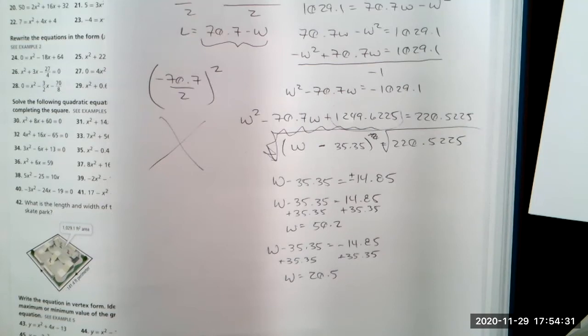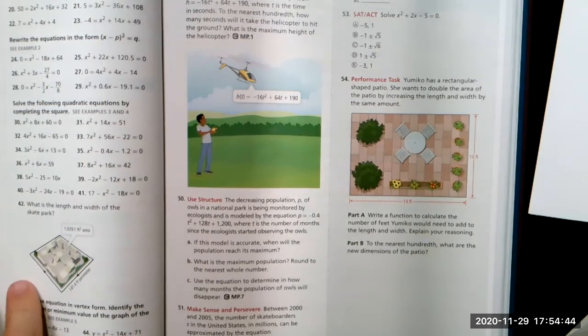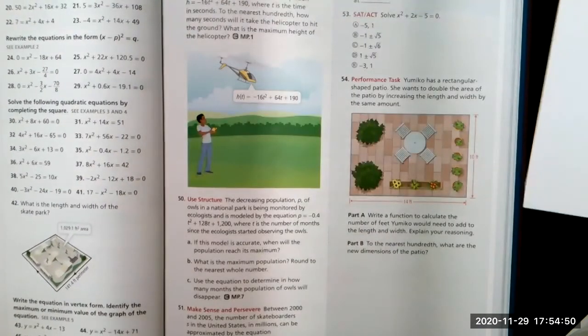Let's go ahead and look at 44. Write the equation in vertex form, identify the maximum and minimum value of the graph. It's the equation. So let's take a look at 44. Almost done.